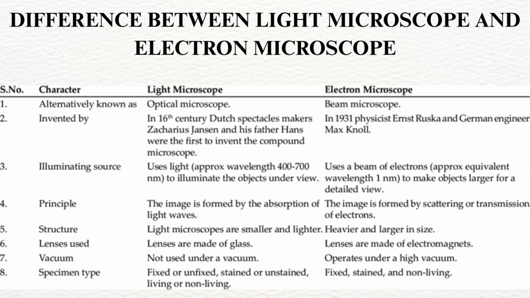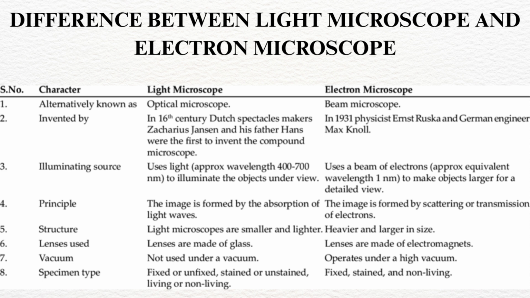If we look at the differences between light microscopy and electron microscopy, light microscopy is also known as optical microscopy, whereas electron microscopy is also known as beam microscopy. Light microscopy is known as optical microscopy because it uses light, with a wavelength of approximately 400 to 700 nanometers, to illuminate the object under view. The electron microscope uses a beam of electrons, with an approximate wavelength of 1 nanometer, to make objects larger for a detailed view.